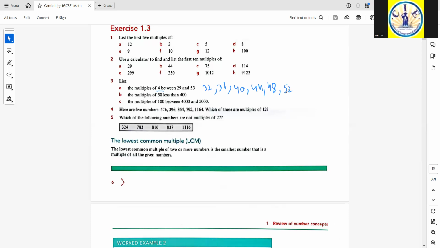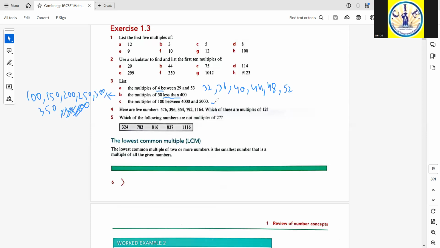The multiples of 50 which are less than 400. Okay, for part B, 100, 350. You cannot write down 400 because you need to have less than 400. So this won't be there.